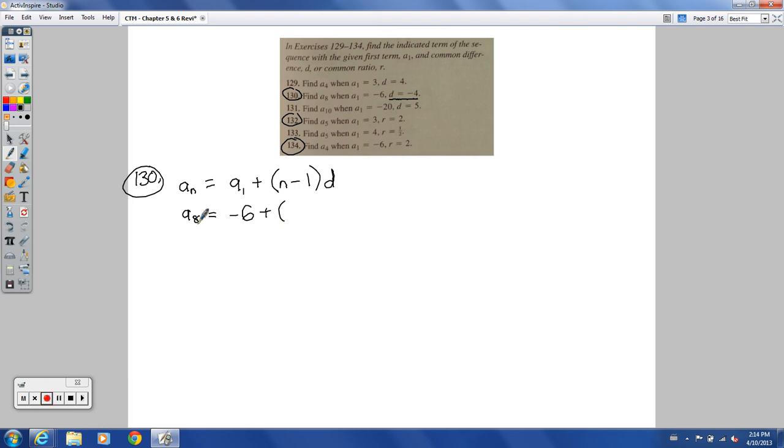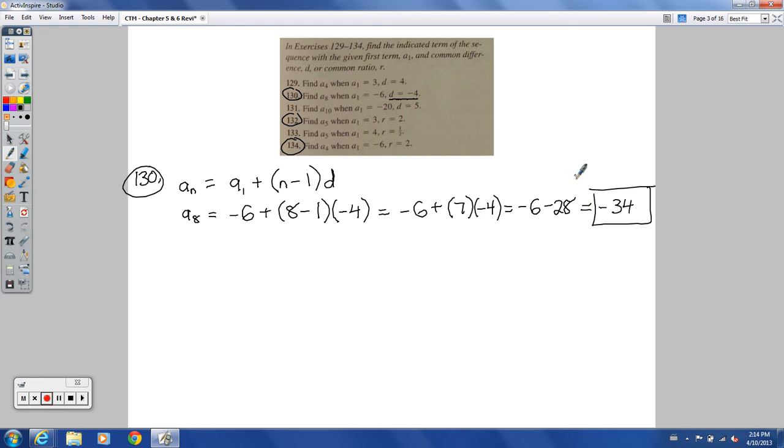You're plugging in 8 because that's your n value, your nth term, and you're multiplying all that times the difference, which is -4, it says. So multiply that by -4. This would give you -6 plus 7 times -4. That would give you -6 minus 28, and that would leave you with your final answer of -34. 132.